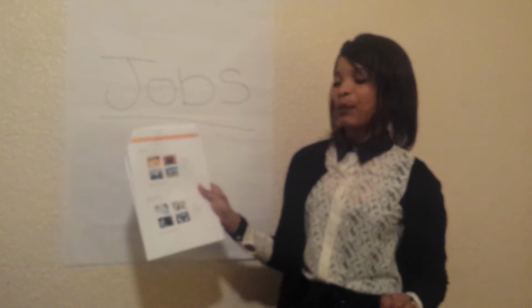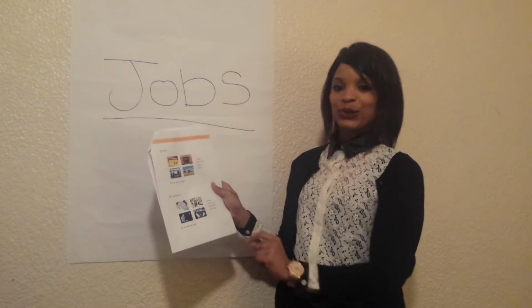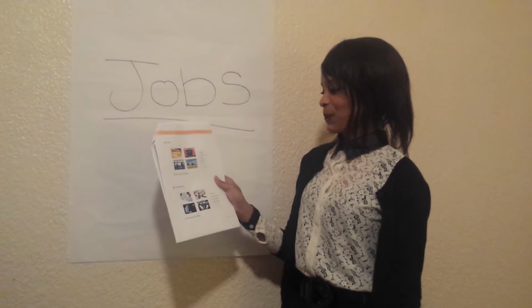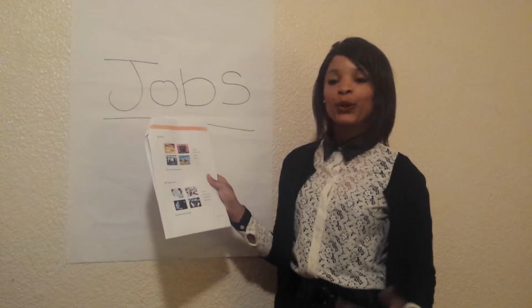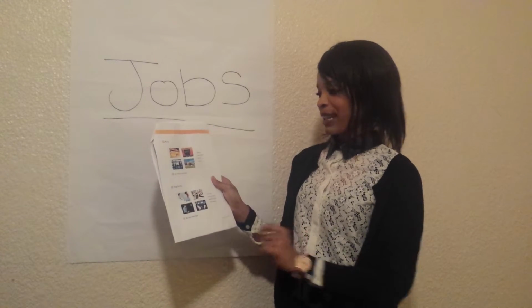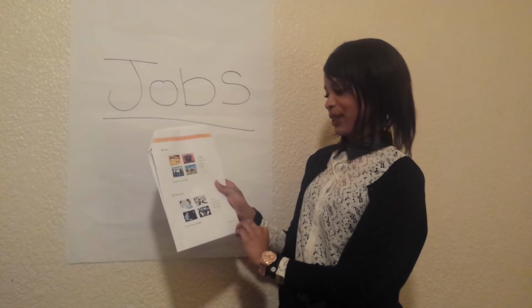Very good. Then we have a school. Which one is a school? Number 4 is a school. And who works in a school? That's right, a teacher works in a school. And lastly, we have an airport. Who works in an airport? And which picture is an airport? Number 3 is an airport. And who works there? A pilot works at an airport.